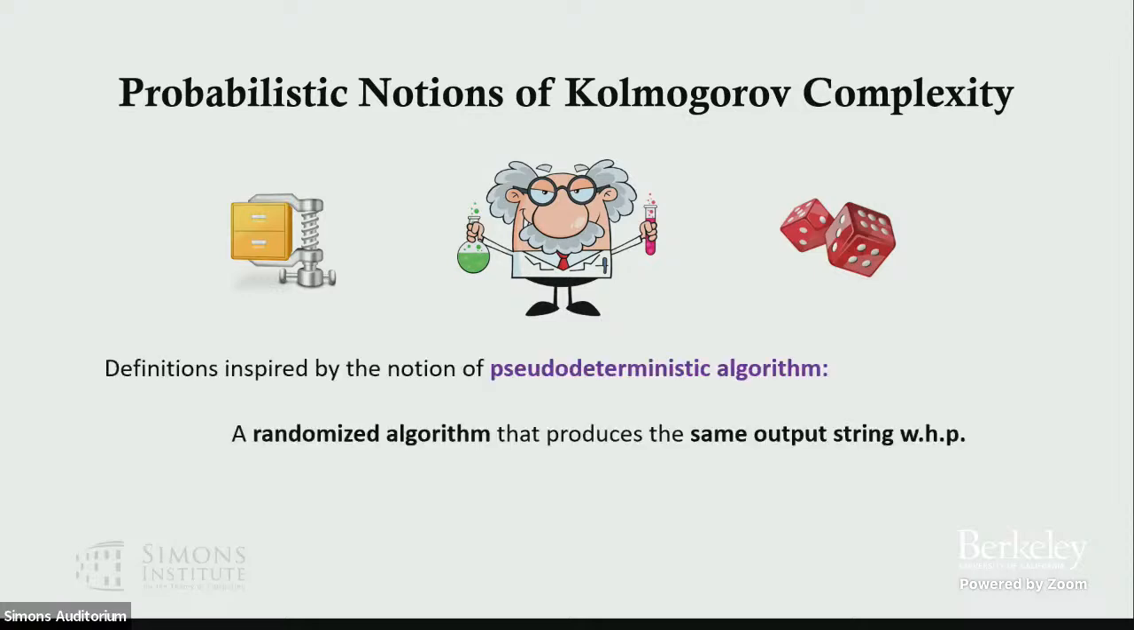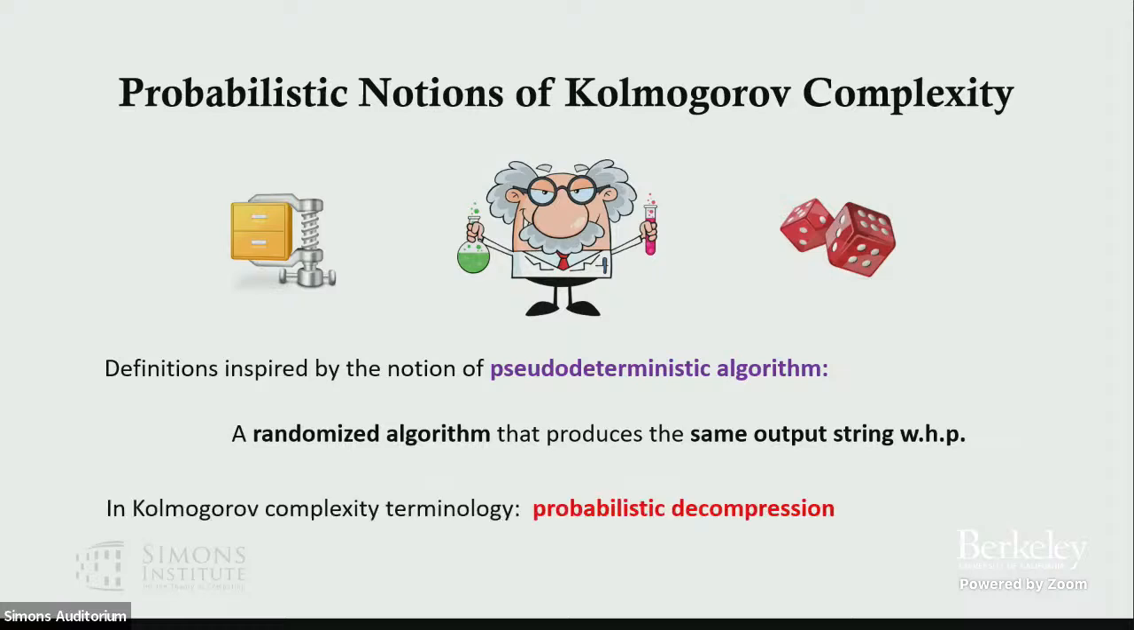So the definitions are inspired by the notion of pseudo-deterministic algorithm. Recall that this is a randomized algorithm that produces the same output on a given input with high probability. So we have a randomized procedure. If you look at its code, it's a deterministic object. So you still have a deterministic encoding. But the way you decompress your string from this deterministic encoding is a probabilistic computation. And what we hope is that it generates the same canonical output with high probability. So we are really focusing here on the decompression aspect of the theory.